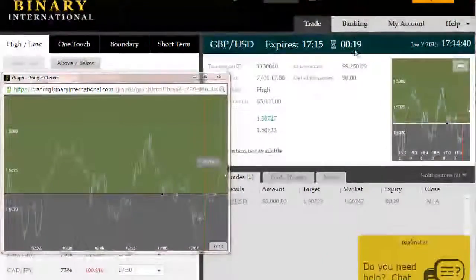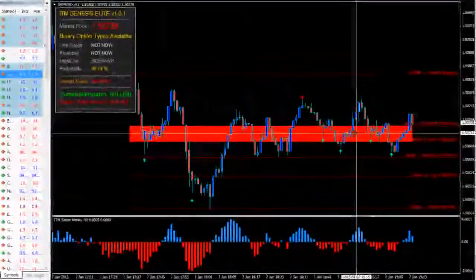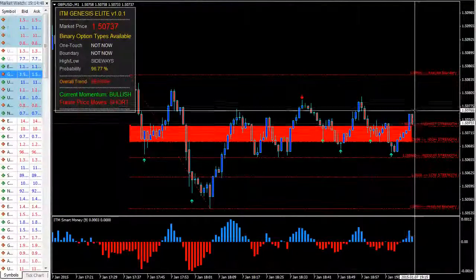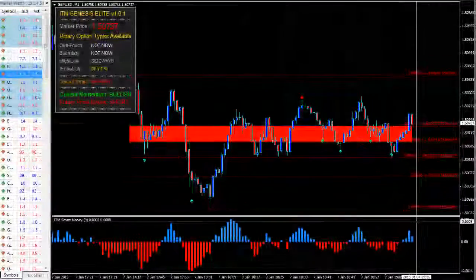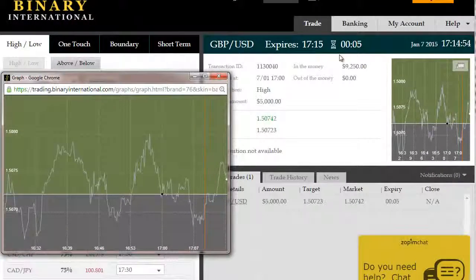And this is why sticking to the strategy is so important. The breach has now been successful. Price has gone through that area, is now extending above the broken high probability short reversal zone, with bulls still very much in control versus the bears according to Smart Money. And we're just a couple of seconds away here from expiry in the money.